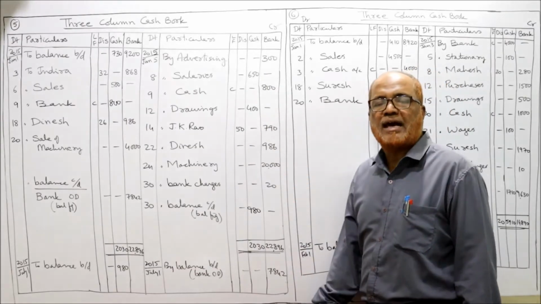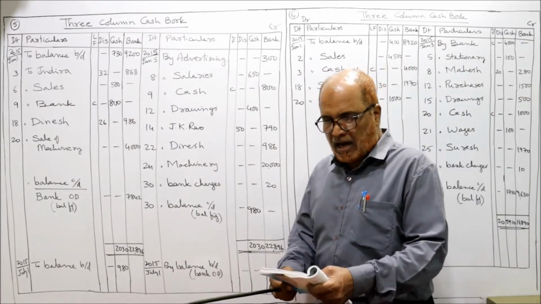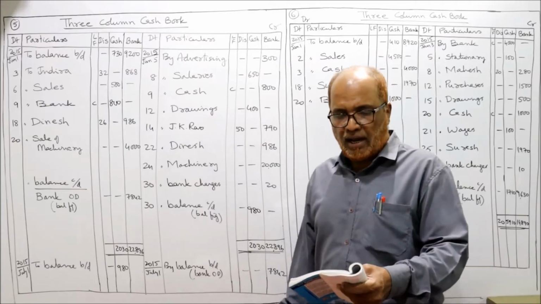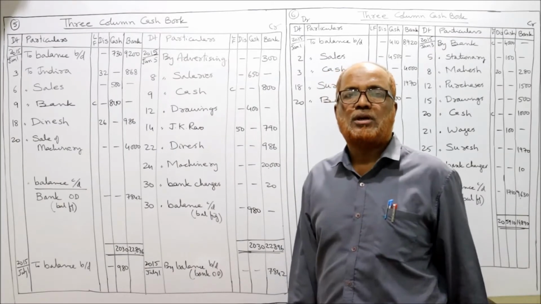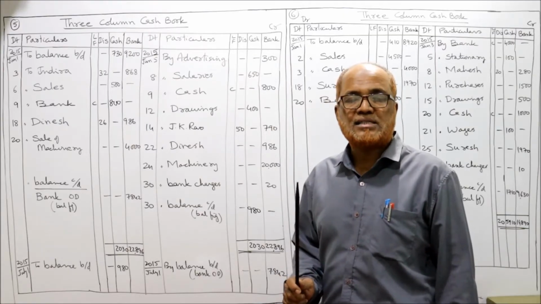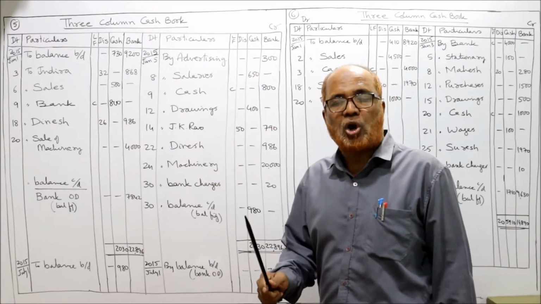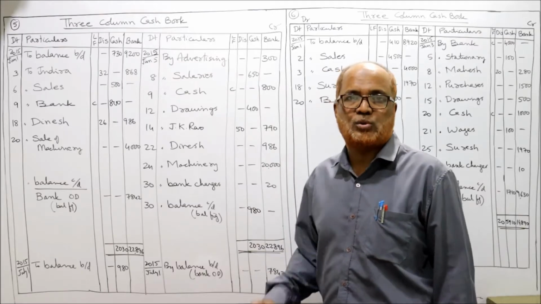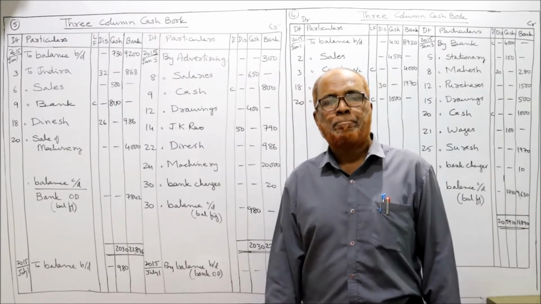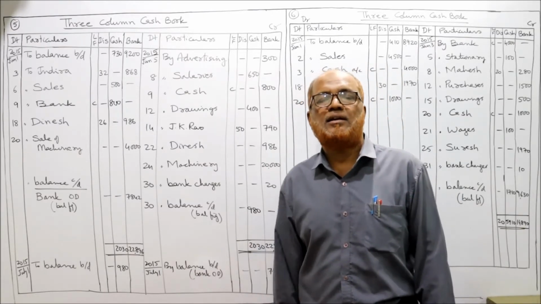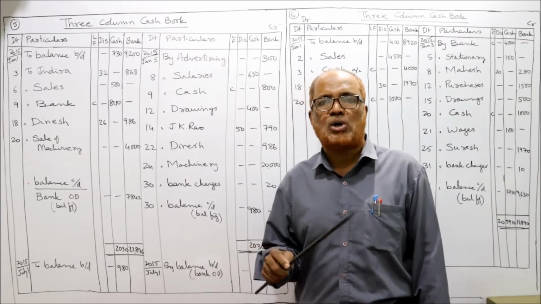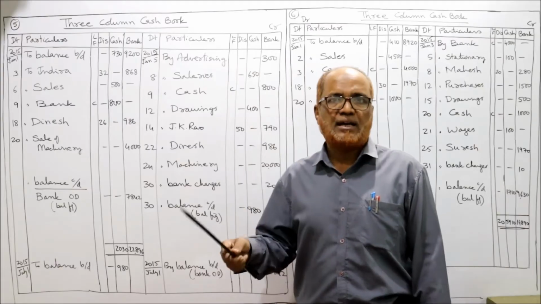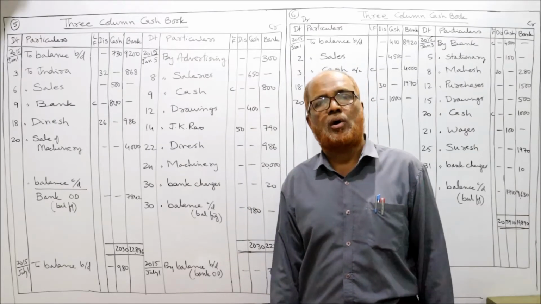If nothing is given, we assume it is cash paid. After 8th, on the 9th, amount withdrawn from bank for office use. It's a contra entry. In the previous problem I explained contra entry in detail. An entry which appears on both sides of the cash book, debit side as well as credit side, is called a contra entry.